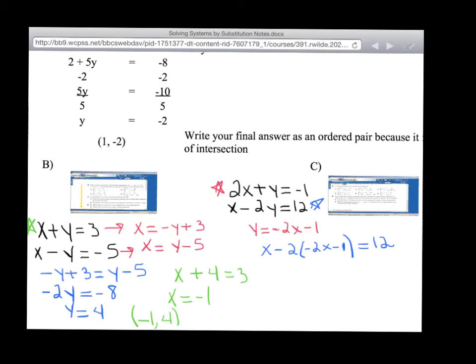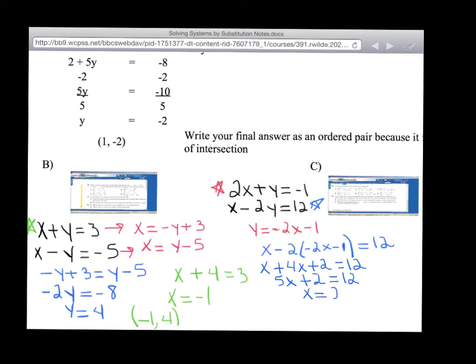Now you think to yourself, which variable or what value am I solving for? Right now I'm solving for x. So the first thing I need to do is distribute the negative 2. Negative 2 times negative 2x is a positive 4x. Negative 2 times negative 1 is a positive 2. Then I bring down what is left. Now I have 5x plus 2 equals 12. Bring the 2 over. I have 5x equals 10.